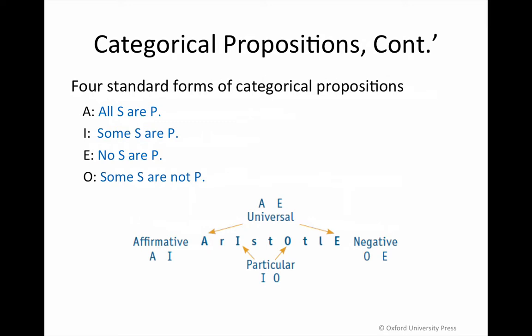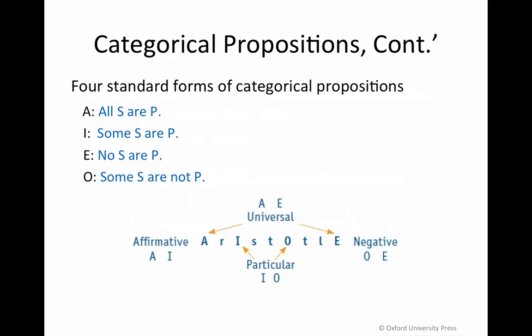Now, I've borrowed a screenshot from the text that gives you, I think, an onomatopoeic way of thinking about this. I don't find this helpful to my learning, but some people do, so I thought, well, why not include it? So you've got A, I, O, and E, and then you can see how that works. Affirmative, A and I, negative, O and E, universal, A and E, particular, I and O.